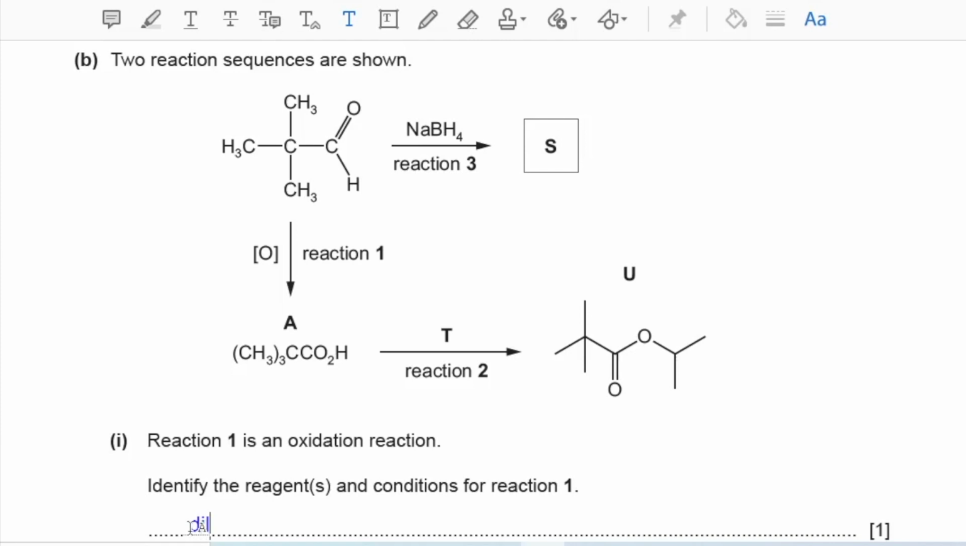For this, we need a reagent, dilute sulfuric acid, plus our chromate ion, which is K2Cr2O7. Along with that, we should have some kind of temperature set, so heat under reflux.